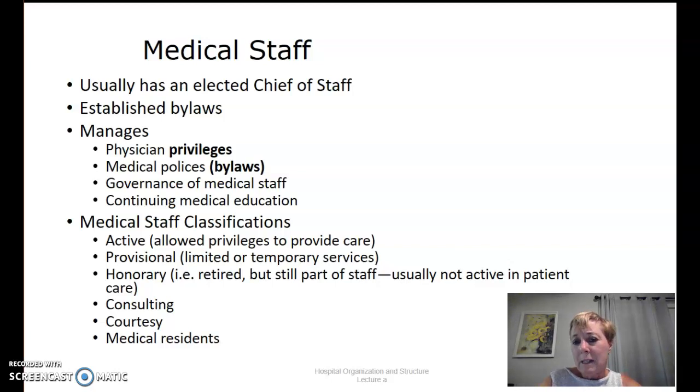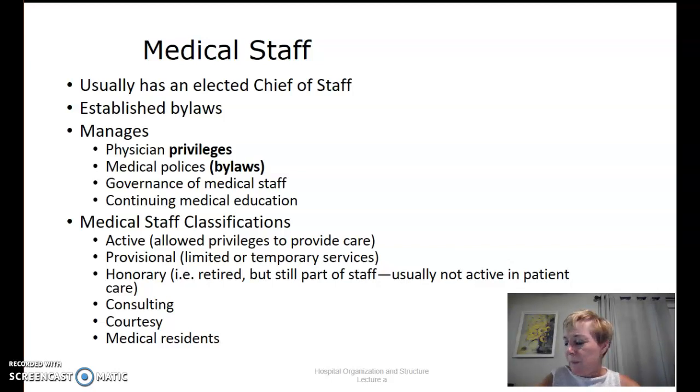Now, in a medical staff, there are different classifications. So if you go in a hospital, sometimes you see a wall and picture of all these physicians. That doesn't mean every one of those physicians are there at that facility. They might have different status. So an active medical staff, that's someone who's active. They got admitting privileges. They provide care there quite routinely.